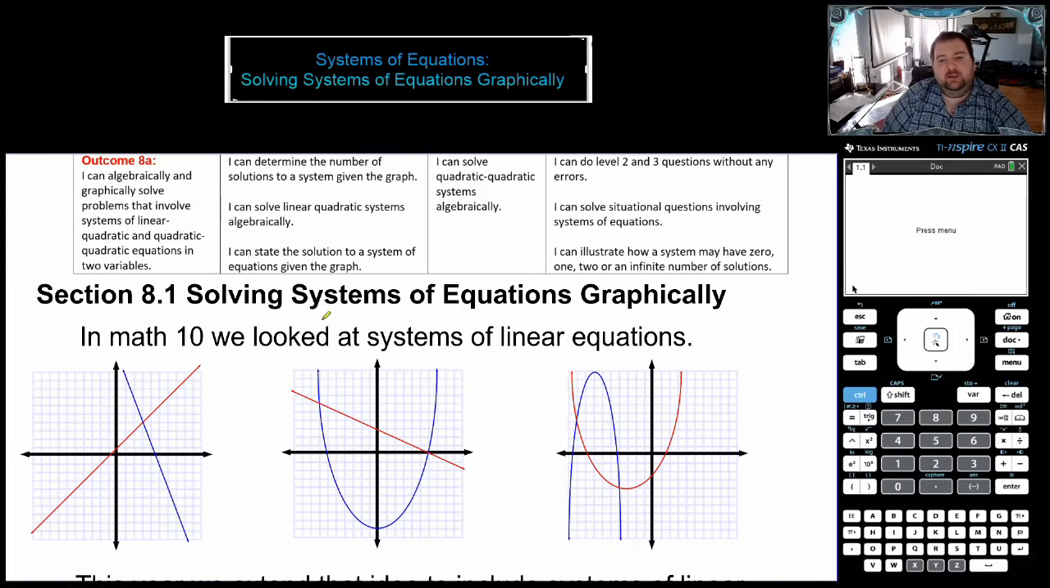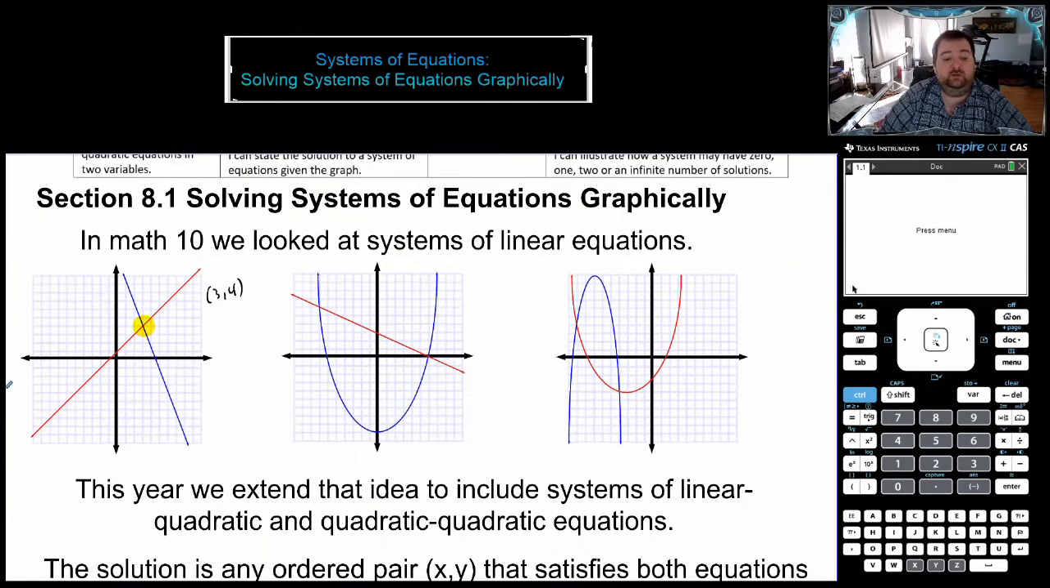In Math 10 we looked at linear equations, systems of linear equations in particular, where we might have one line intersecting with another line. And what we found is that the solution for the system of linear equations would be the point where the two intersect. So this point here, which in this case would be 3 on the x and 4 on the y, we would write as (3, 4). And that would be our solution for this system of linear equations.